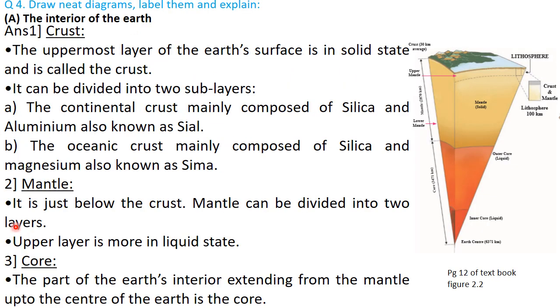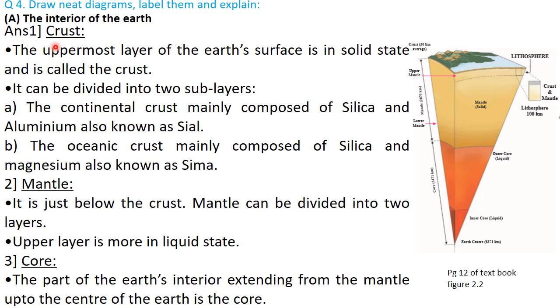Question number 4. Draw neat diagrams, label them and explain. First is interior of the Earth. So students, first you have to draw this diagram, neatly label them. This diagram is on page number 12 of your textbook, figure 2.2. Neatly you have to label them. And after that we have to explain this.